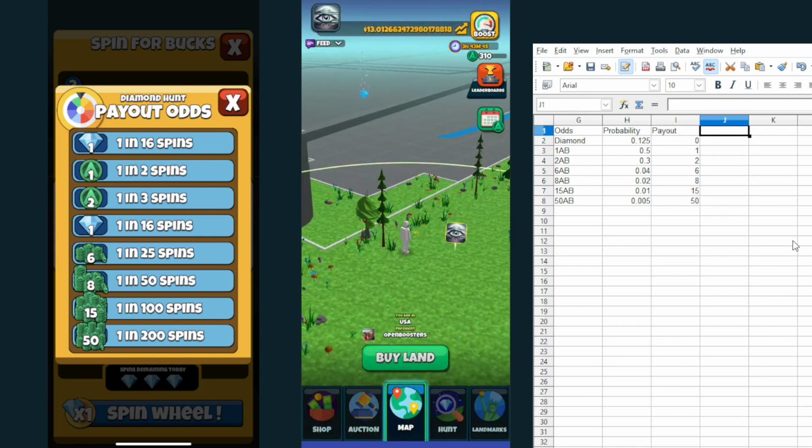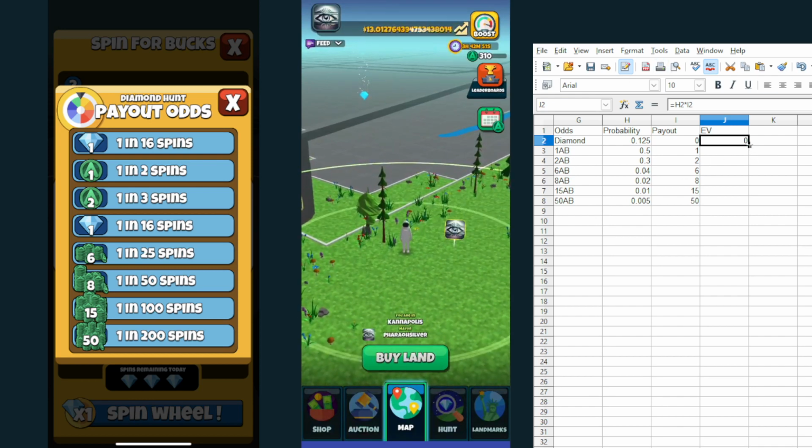And then we're going to get the expected value of each situation here. So we're going to take H2 times I2. There we go. And we're going to multiply them, put them out like this, and then we add them up. So here we have J2 to J8. That's the expected value is 1.9 Atlas bucks per spin.